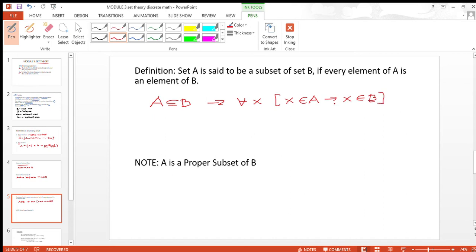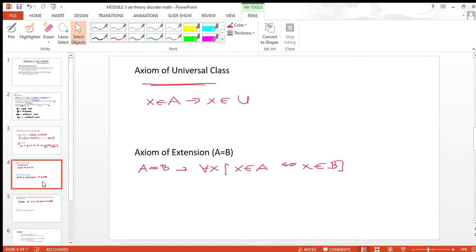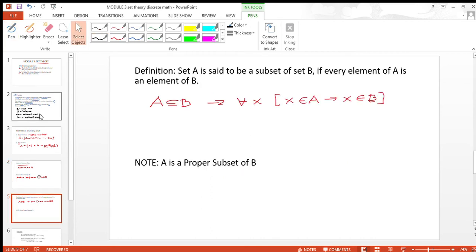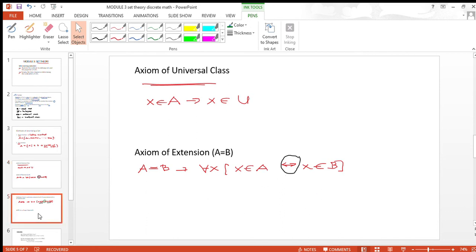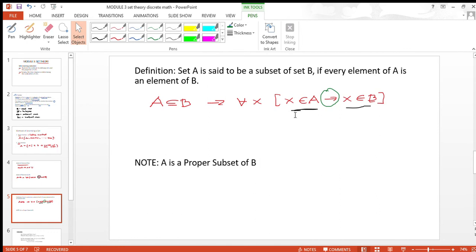So what's the difference from the axiom of extension? For the axiom of extension, we say that two sets are equal if for all x, x is an element of A if and only if x is also an element of B. So whenever x is in A, x must also be in B. But when we look at the definition of a subset, for all x, if x is in A, this must be in B also. But look at the difference. We now have an if-then statement. Earlier, for the axiom of extension, we have an if and only if. So here, if x is an element of A, this implies that x is an element of B.